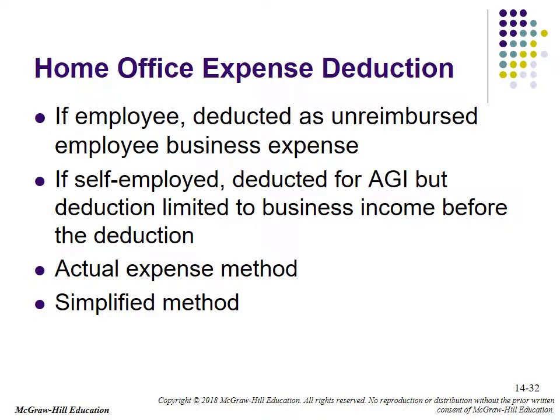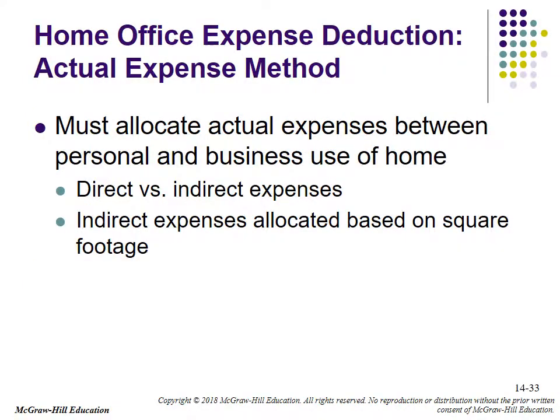There's two ways of determining the deduction for office in the home: the actual and the simplified. And the simplified came out a couple years ago. In the actual, you keep track of all your expenses for the home, and then you allocate, just like we did for the rental, between the business portion of the home and the personal, and you base it on square foot.